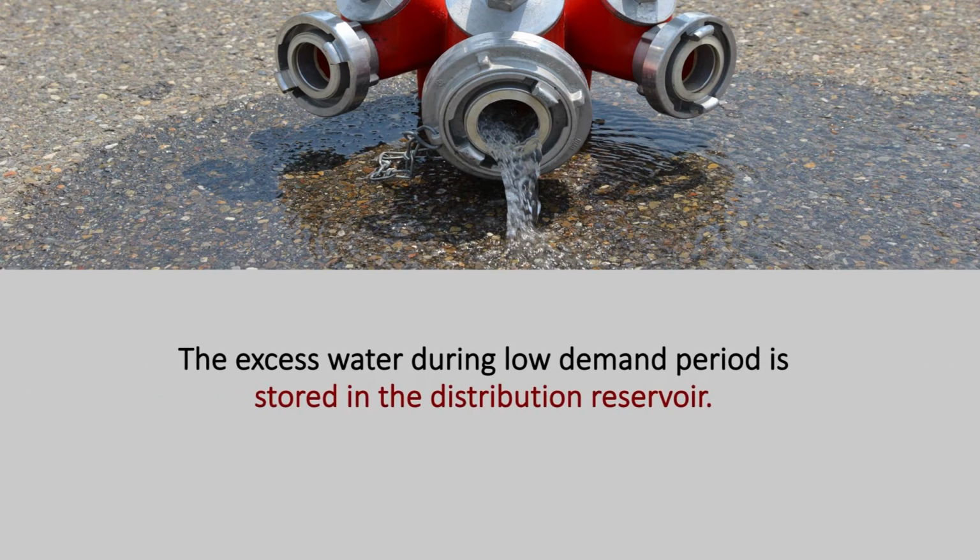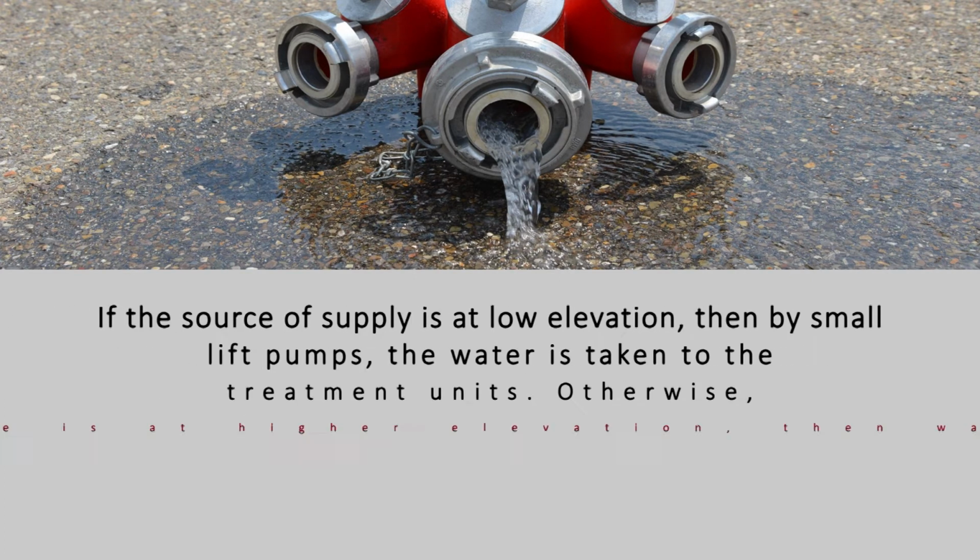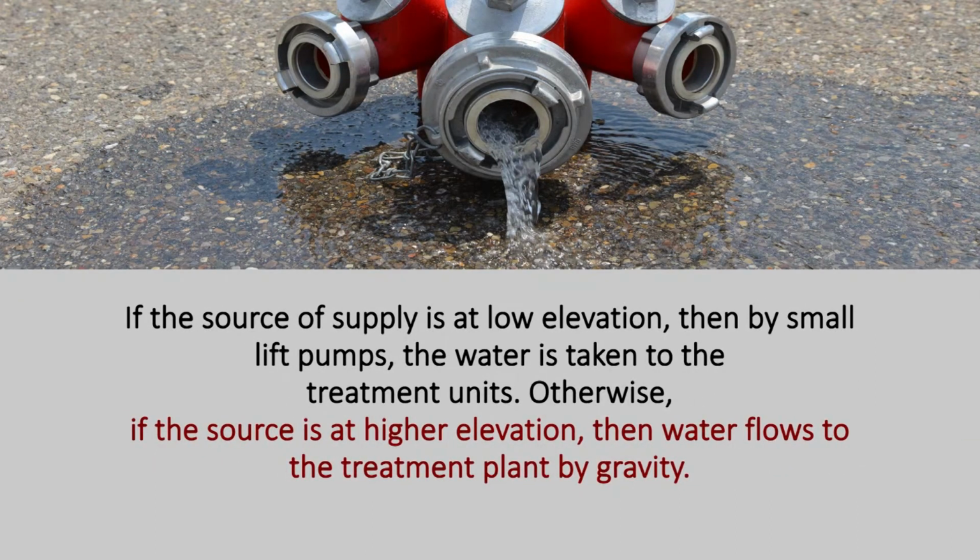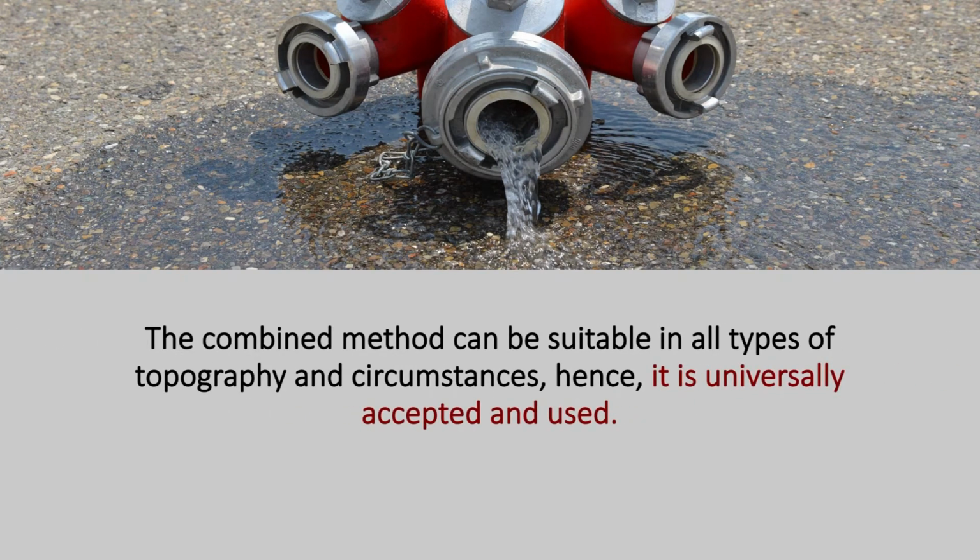The excess water during the low demand period is stored in the distribution reservoir. If the source of supply is at low elevation, then by a small lift pump, the water is taken to the treatment units. Otherwise, if the source is at a higher elevation, then water flows to the treatment plant by gravity. The combined method can be suitable in all types of topography and circumstances. Hence, it is universally accepted and used.